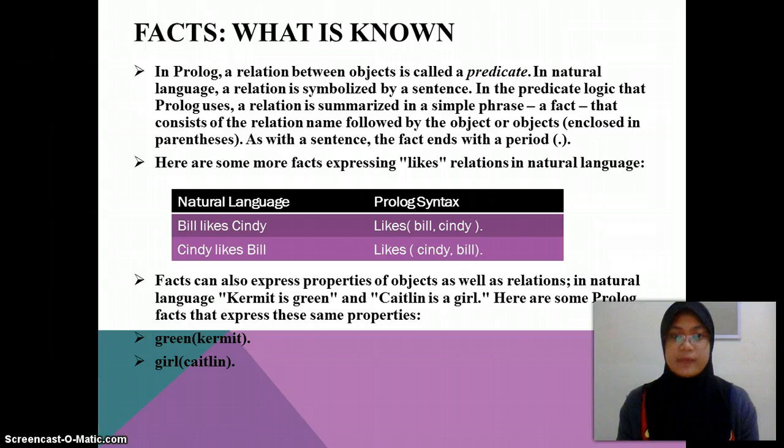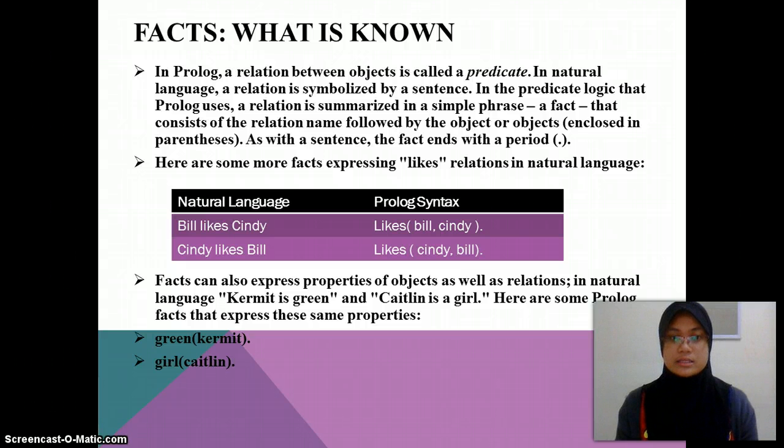Here are some more facts expressing the likes relation in natural language and in Prolog. The example in natural language is Bill likes Cindy. The Prolog syntax for the first example is likes(Bill, Cindy). Second is Cindy likes Bill: likes(Cindy, Bill).